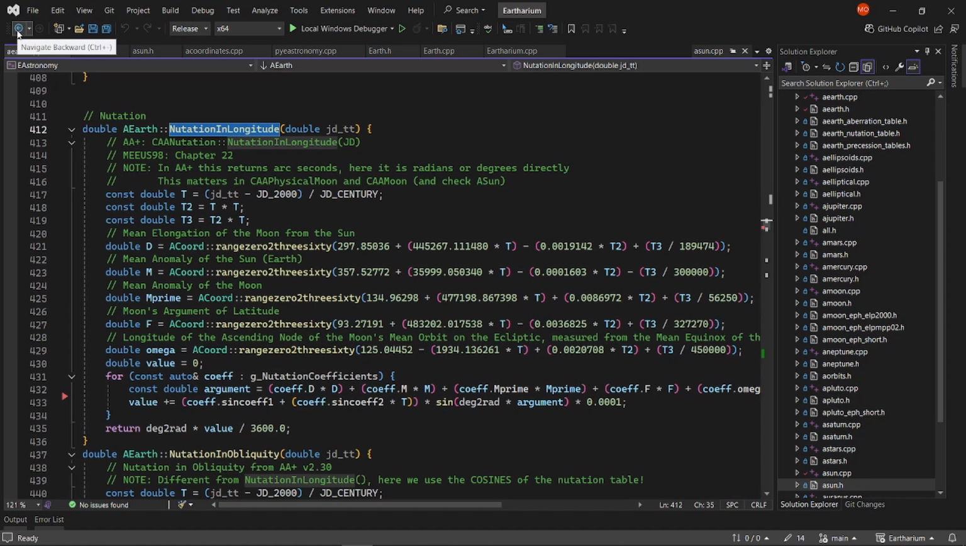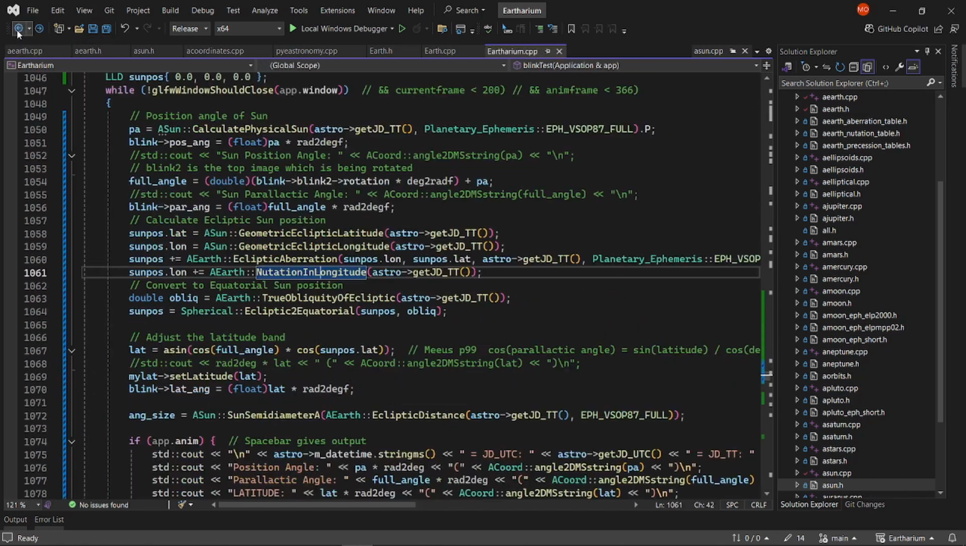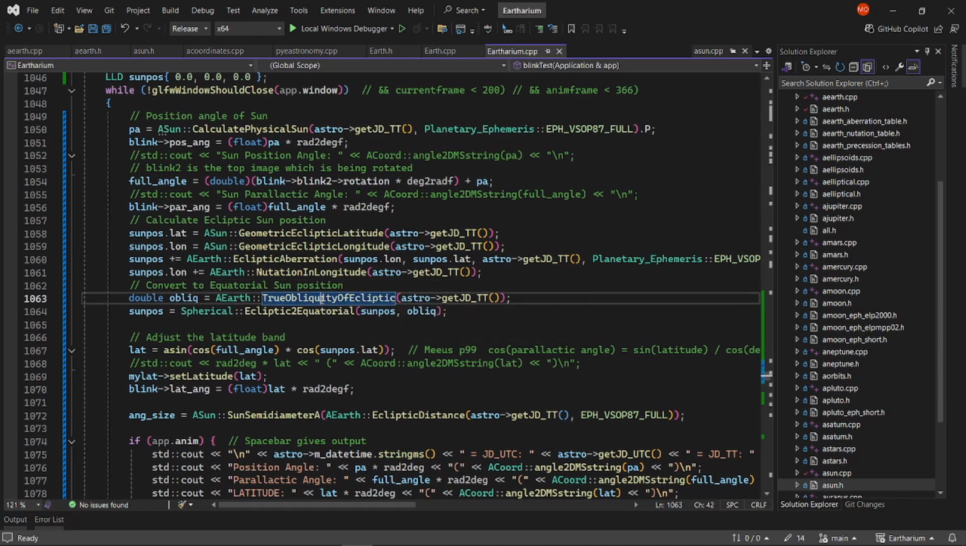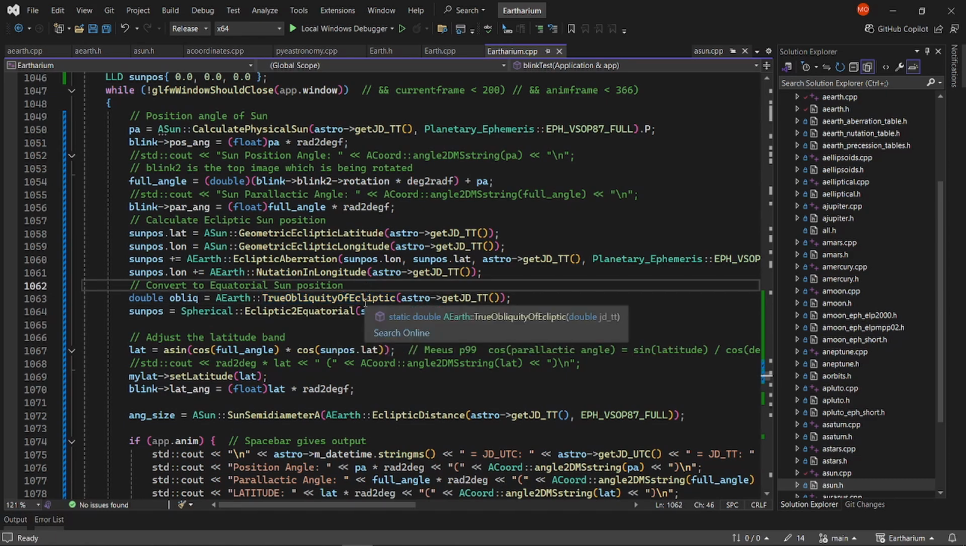And so because the moon is close to the ecliptic, calculating the nutation in the longitude is sufficient. There's no nutation in the latitude as such. That would be taken up in the obliquity of the ecliptic that we calculate next.